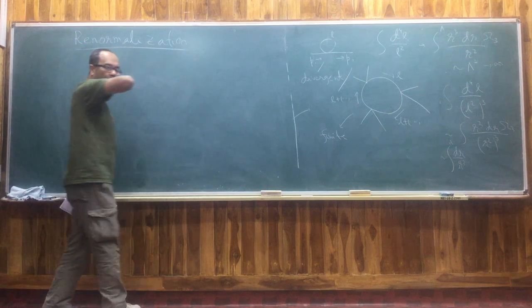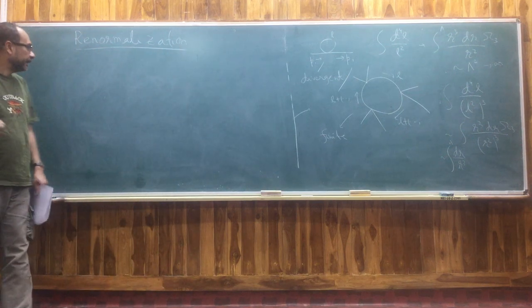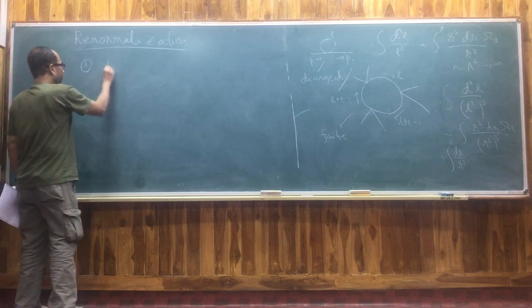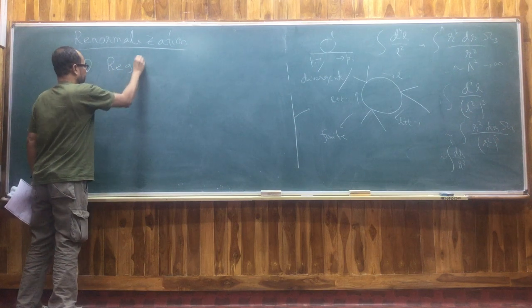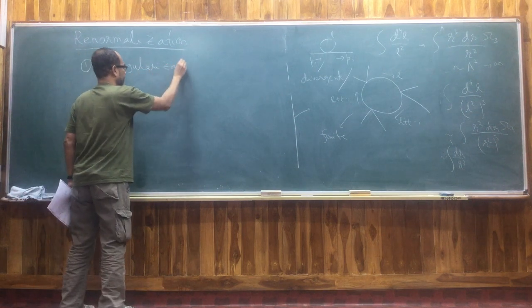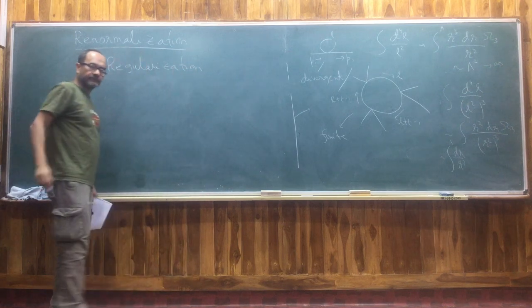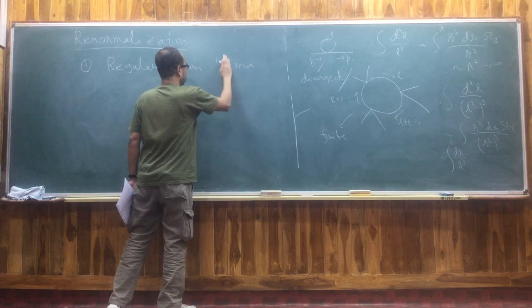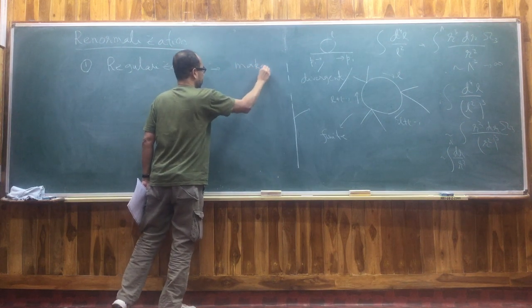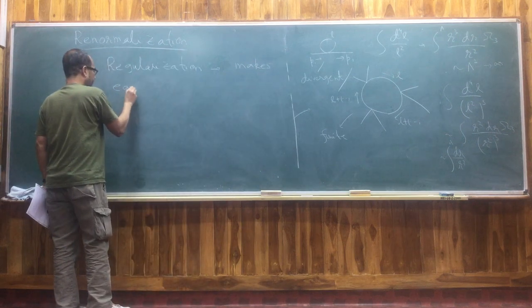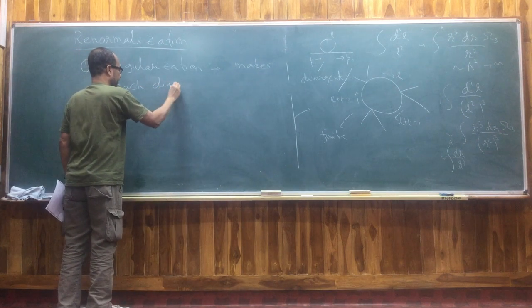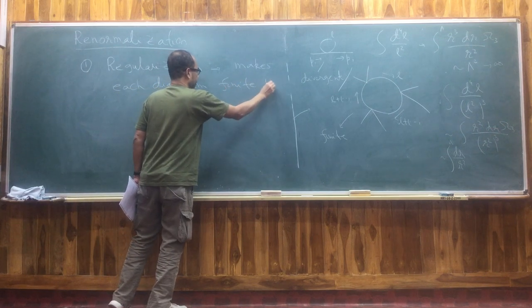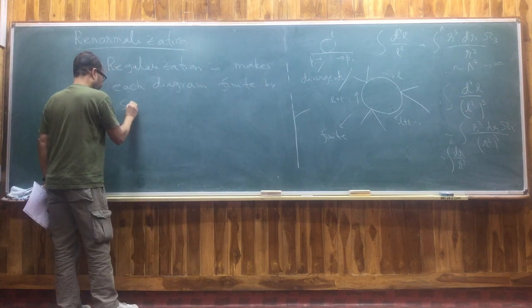And so this program has two main steps. The first step is to introduce what is called a regularization. This makes each diagram finite. Some kind of cutoff.